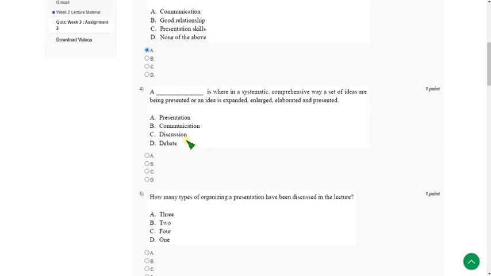Moving on to the fourth one, dash is where, in a systematic, comprehensive way, a set of ideas are being presented or an idea is expanded, enlarged, elaborated and presented. So the answer could be option A, presentation. So mark option A again as the correct answer for the fourth question.